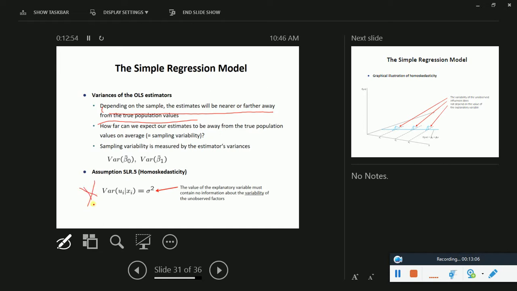The value of the explanatory variable must contain no information about the variability of the unobserved factors. It should not contain any information about the error term. So your explanatory variables, in my case BMI, smoking, and access to clean water, should not contain any information about the variability of the error term. If that is the case, then it's not homoscedastic. And if it's not homoscedastic, we cannot do cross-section analysis. You cannot use cross-section data if it's not homoscedastic.